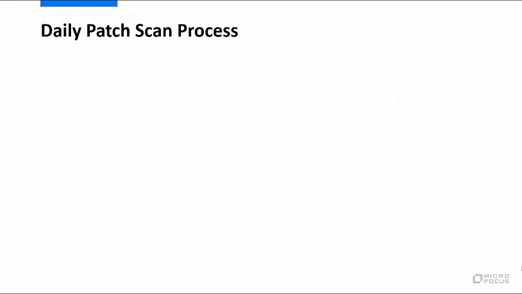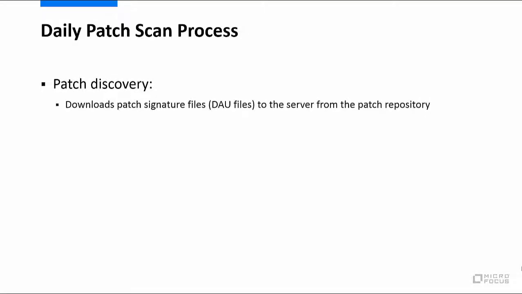The daily patch subscription process discovers new patches that are applicable to your managed devices and creates a patch signature file, referred to as a Discover Applicable Updates file, or DAU, that is used to determine which of the patches a device needs. This determination occurs when a device is scanned.